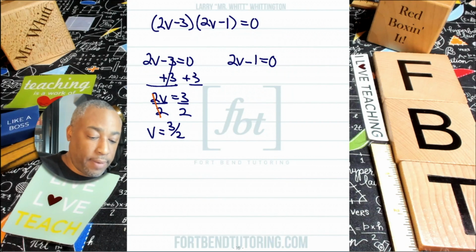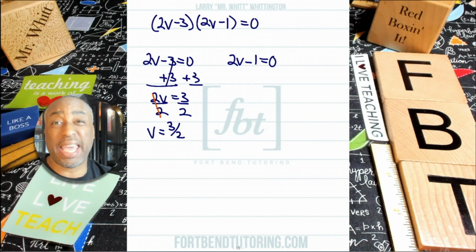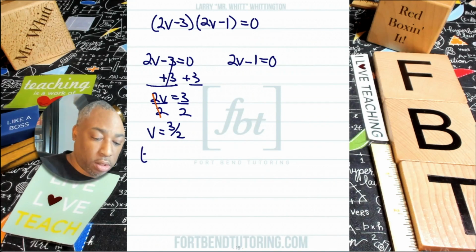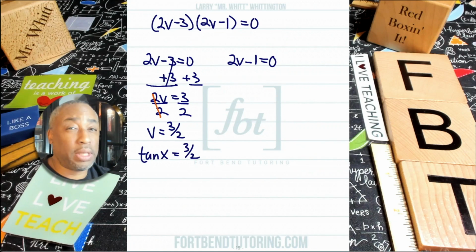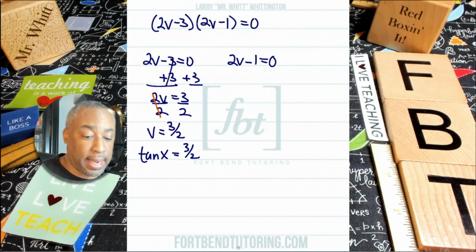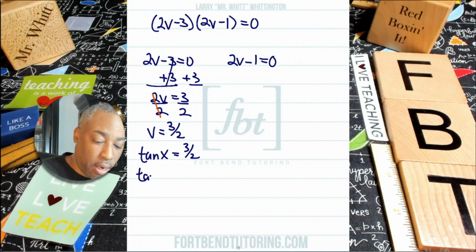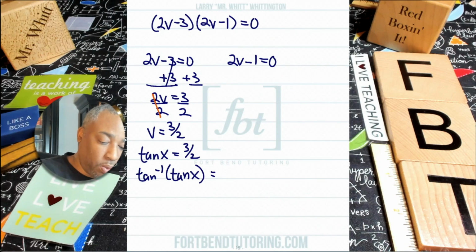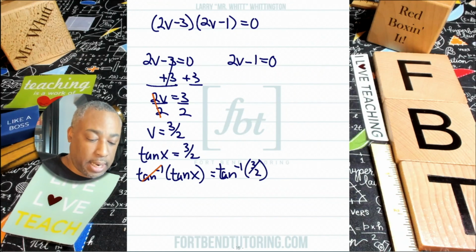And recall that v is not v. It's actually tan of x. Yeah, we made that up, right? So you'll have tan x equals 3 halves. Then using the inverse trigonometric function arctan, we'll have arctan of tan x equals arctan of 3 halves. And then your arctan and tan will cancel out. Bring down x, which equals arctan of 3 halves, like so.